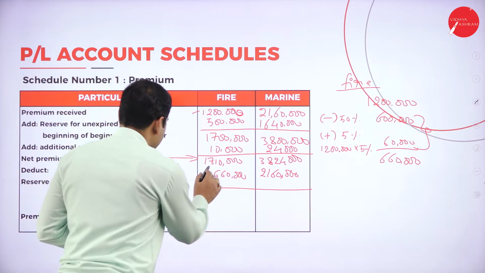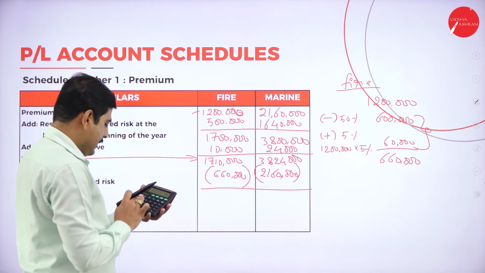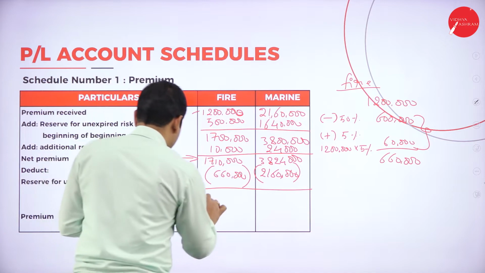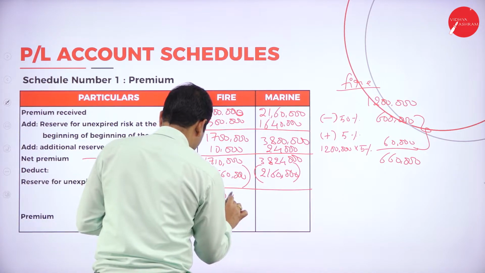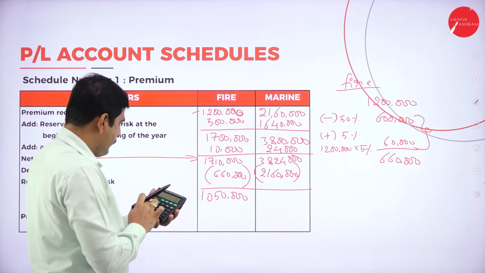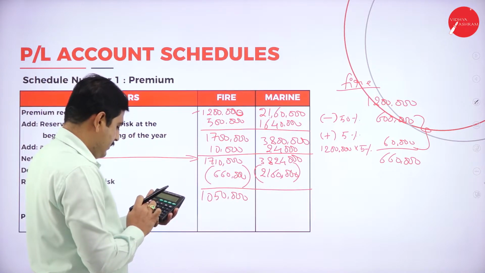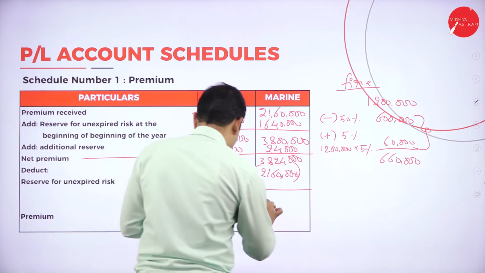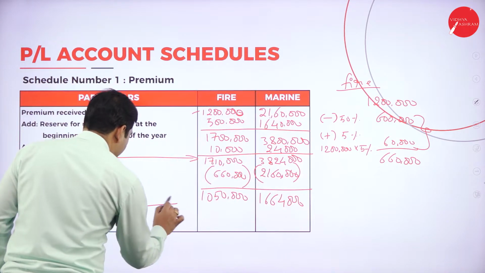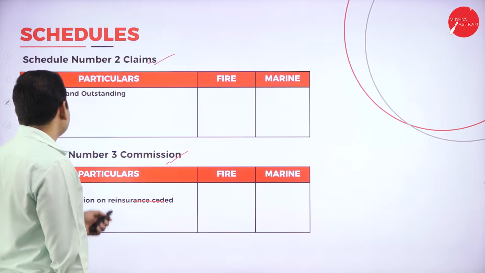So this negative balance. 17 lakh 10,000 minus 6 lakh 60,000 is 10 lakh 50,000. Again 38 lakh 24,000, deduct 21 lakh 60,000. So it is 16 lakh 64,000 is the total premium we received. Now let's go to the next slide.